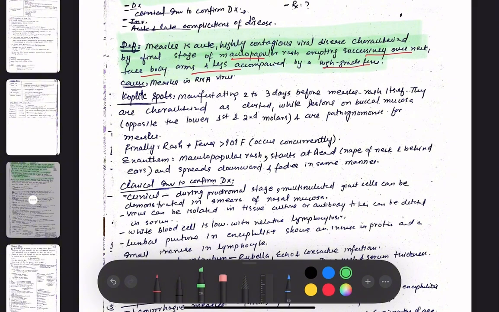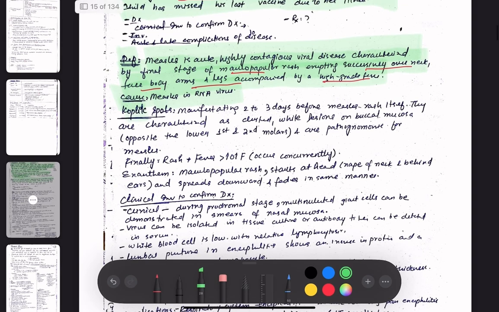Now the cause of measles is an RNA virus. Measles is a viral disease. Now Koplik spots are present in measles, and these manifest 2 to 3 days before the measles rash itself, and they are characterized as clustered white lesions on the buccal mucosa opposite the lower first and second molars, and are pathognomonic for measles. Then the rash appears, and the fever is 101 degrees Fahrenheit, that is high grade fever. And the exanthem, that is the maculopapular rash, starts at the head, the nape of the neck and behind the ears, and spreads downward in a fan-like manner.